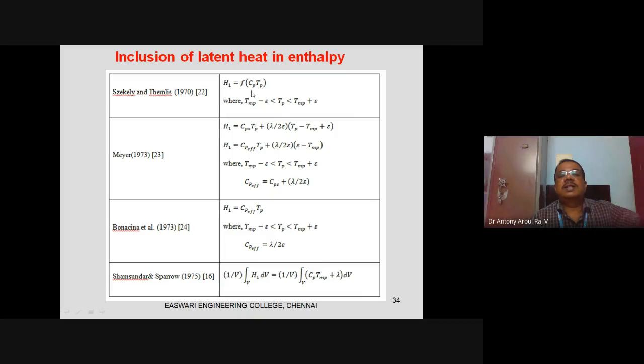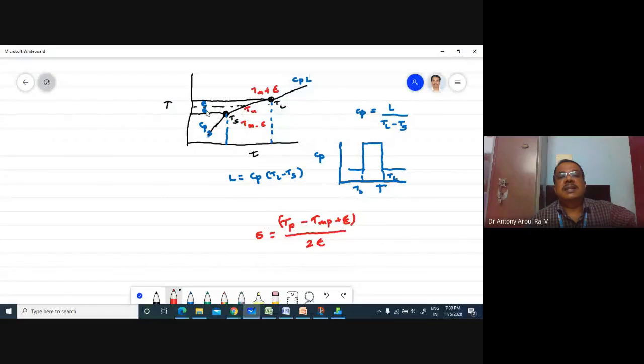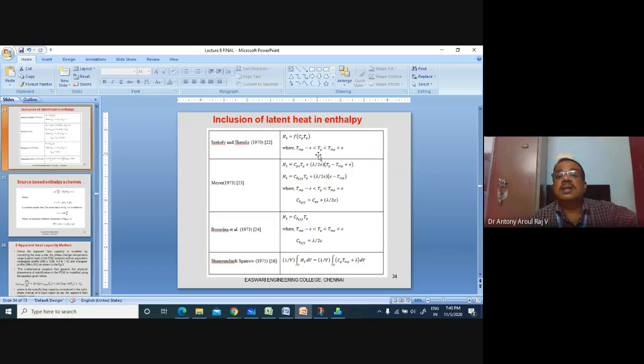So here I consider this is the mean temperature, Tm, and this is the epsilon value. Tm minus epsilon is the solidus temperature, and Tm plus epsilon is the liquidus temperature. So that is what is given here, nothing to worry. In this range, enthalpy is a function of Cp into Tp. That's how they are taking it.